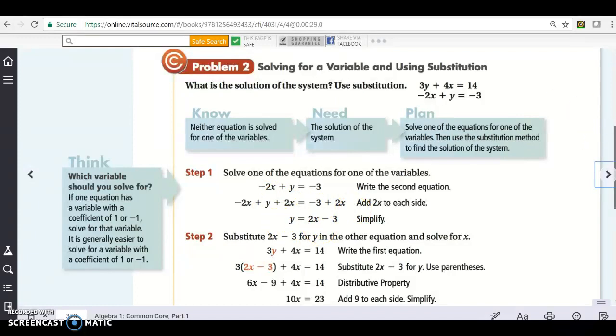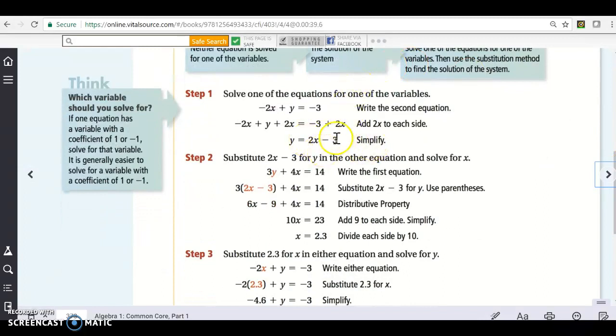Now they're able to plug what we have for y into the other equation. So they took 2x minus 3 and plugged it in for y, and they got 3 times 2x minus 3 plus 4x equals 14. They distribute, and they have 6x minus 9 plus 4x equals 14. They combine like terms, add 9 to both sides, and got x equals 2.3.